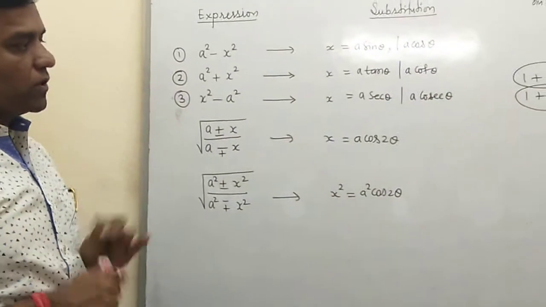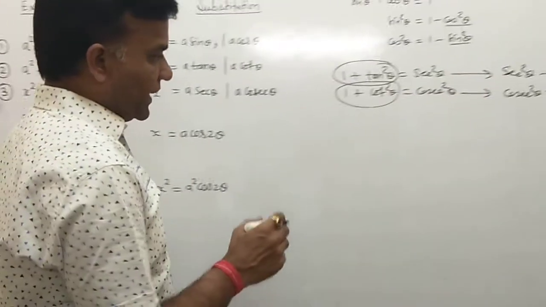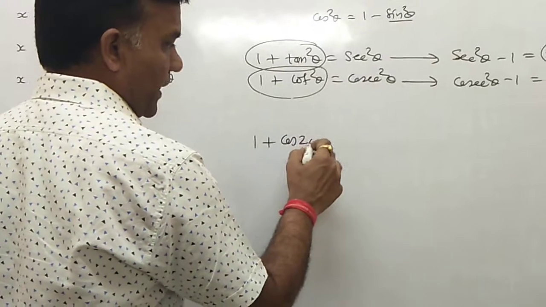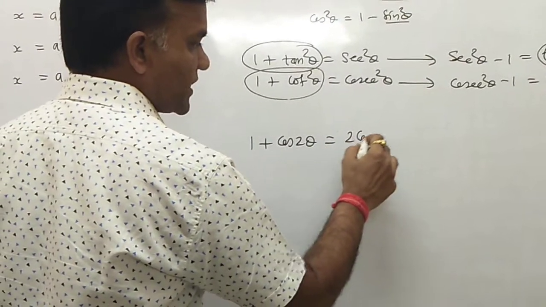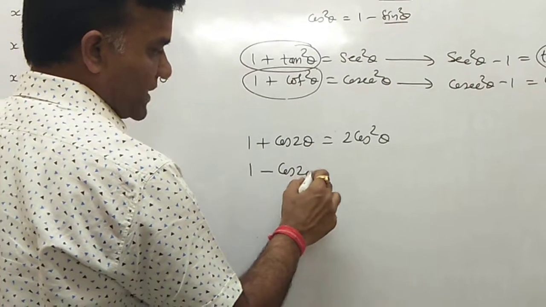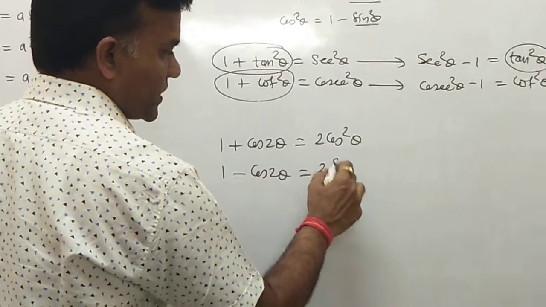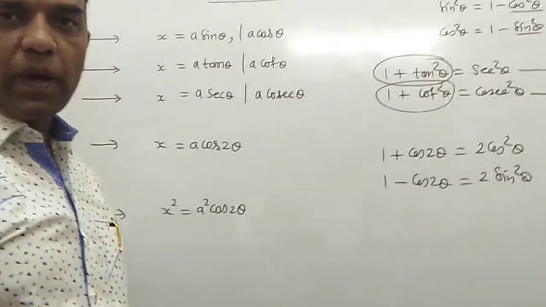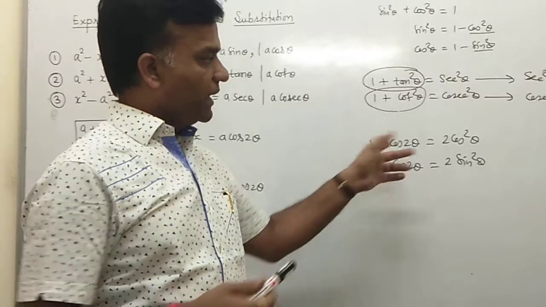Why do we use this formula here? Because in trigonometry, we know the formula for 1 plus cos 2 theta, that is 2 cos square theta. And similarly, if the minus sign is here, then 1 minus cos 2 theta equals 2 sin square theta. Okay, so now again we have two binomial terms, and they are converted into a monomial.